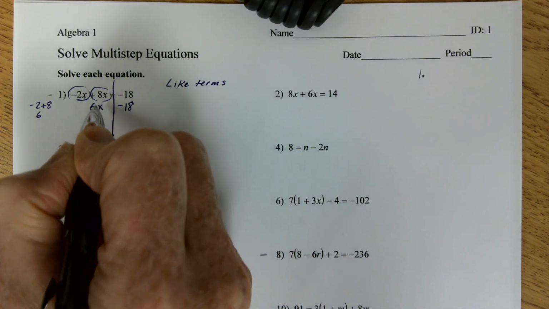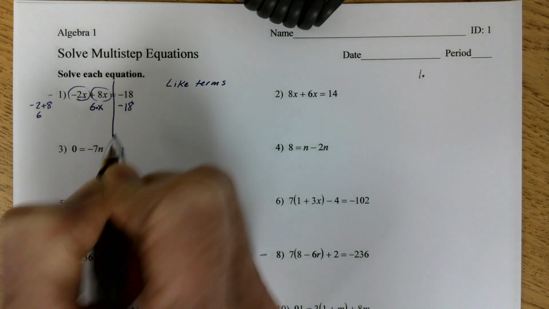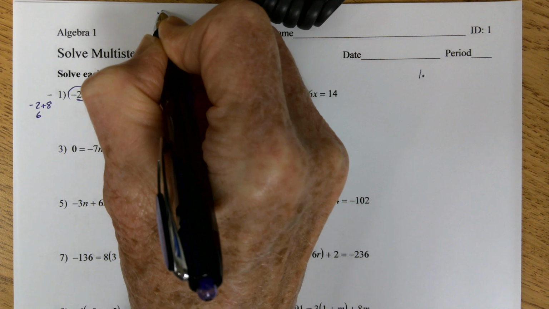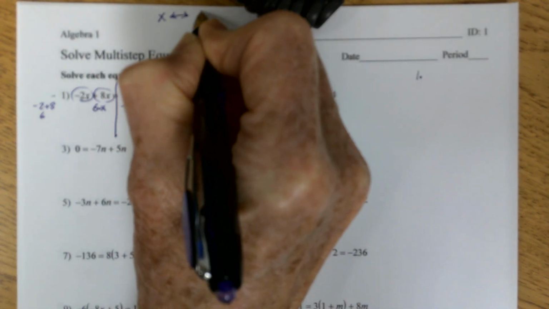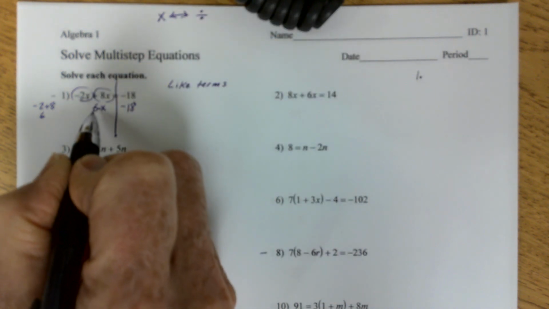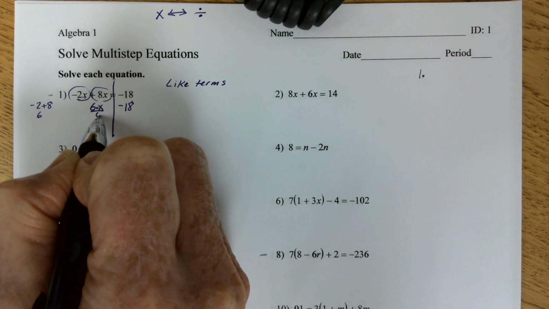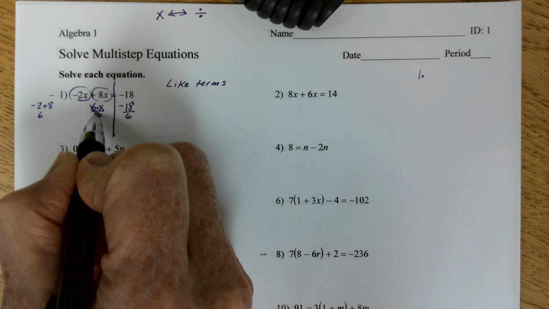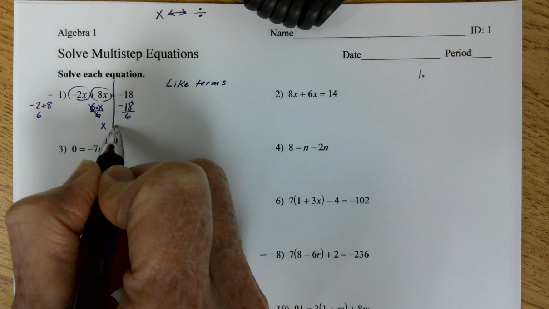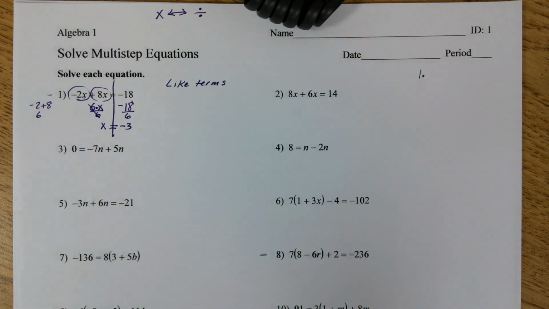I want x by itself. 6 and the x are connected by multiply. The opposite or inverse operation of multiplication is division. So in order to cancel this multiplying by 6, I divide both sides of the equation by 6. Negative 18 divided by 6 is negative 3.